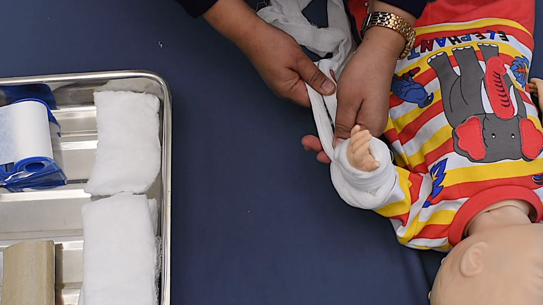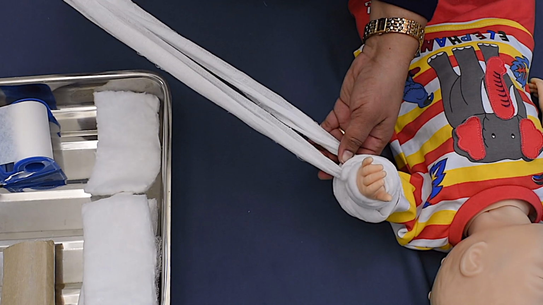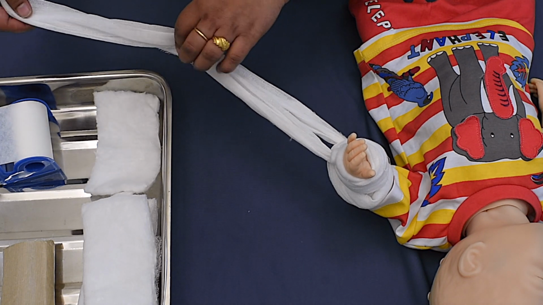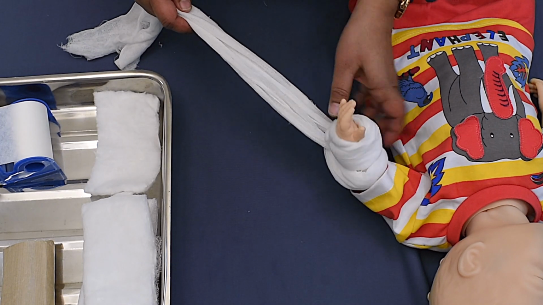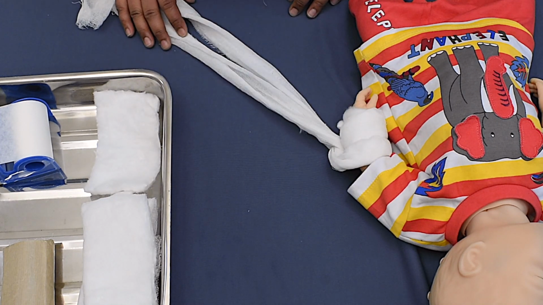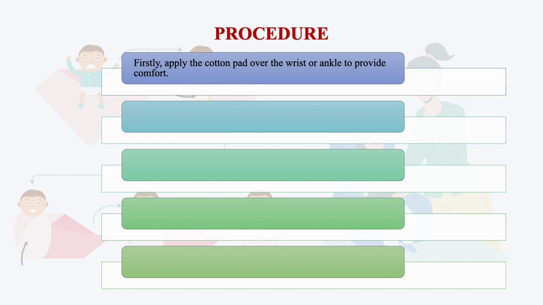Tighten it, and the end of the bandage can be tied to the bed frame. It should not be tied to the side rails. This is how we make a glove hitch knot. Procedure of making the glove hitch.